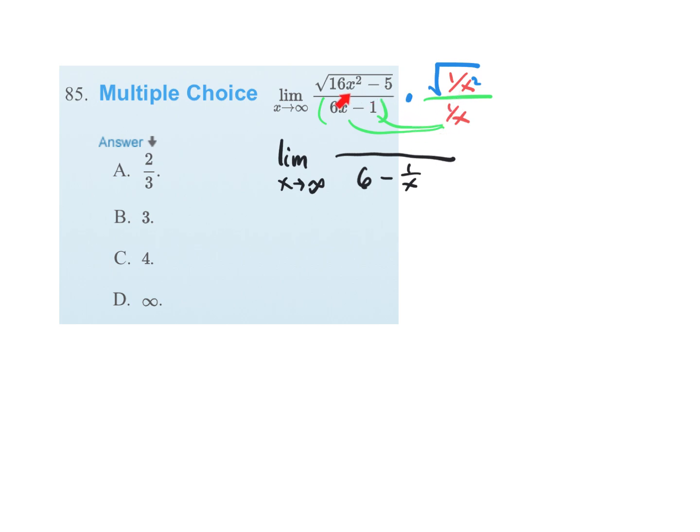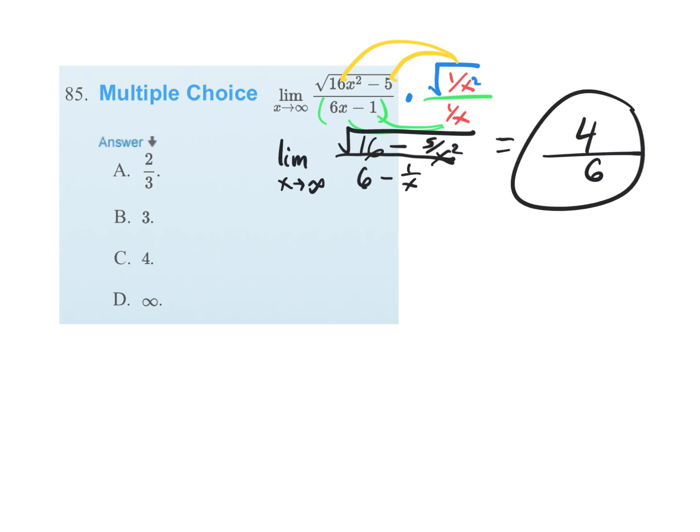Now we can multiply the insides, and what do we get? 1 over x squared times 16x squared is just 16. And 1 over x squared times 5 is 5 over x squared. And now you can see that as x approaches infinity, the denominator approaches 6 minus 0, and the numerator approaches the square root of 16 minus 5 over infinity, or 16 minus 0, or the square root of 16, which is 4.